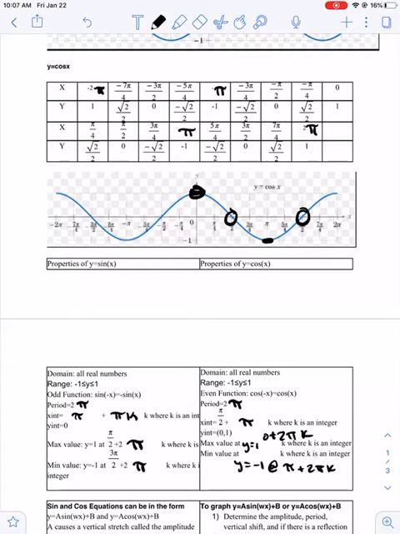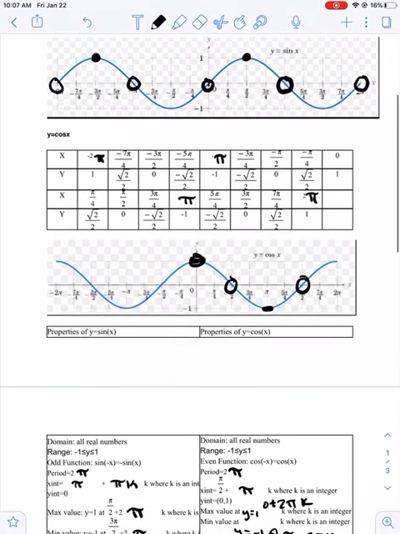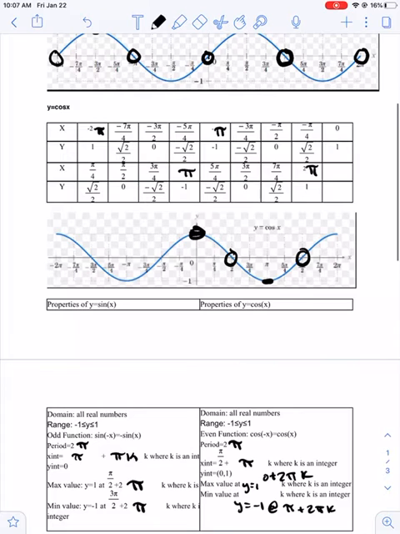The maximum values are both 1, but they happen at different places. For sine, the maximum point happens at pi over 2. And then the next time it happens, if we go in the opposite direction, is at negative 3 pi over 2. And the distance between pi over 2 and negative 3 pi over 2 is a total of 2 pi. So if you take that pi over 2 and add 2 pi, you will get to another maximum value.